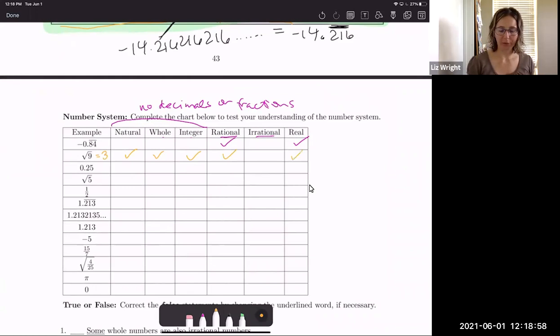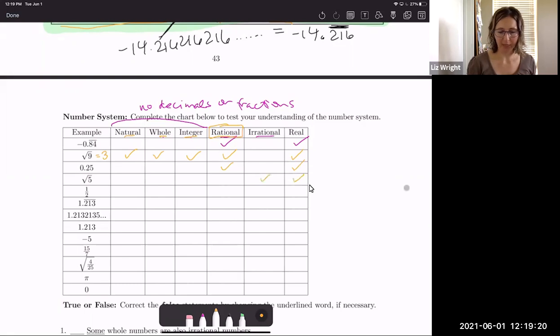What about 0.25? Well, again, we don't have any decimals in these three. Here you're asking yourself, can this be expressed as a ratio or a fraction, or is it a decimal that terminates? Is it a decimal that stops? Yes. So it's rational and it's real. Square root of 5. That is going to be irrational and real.